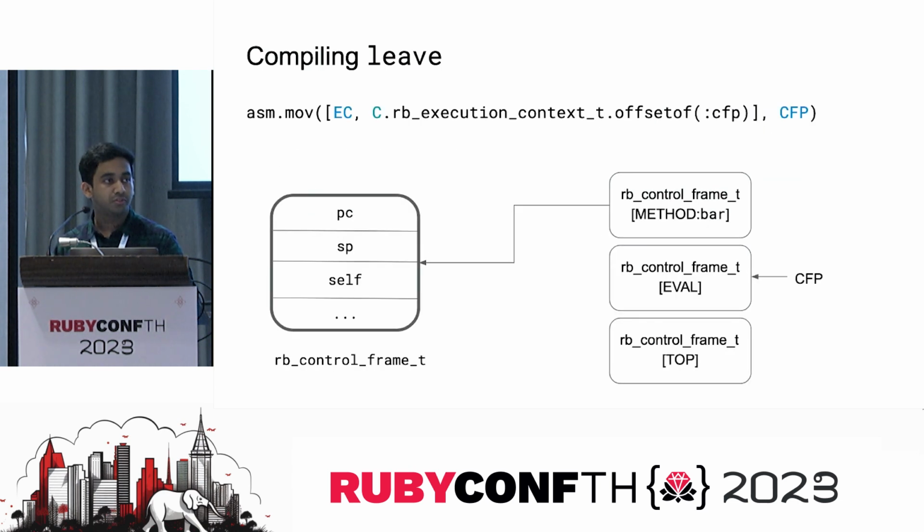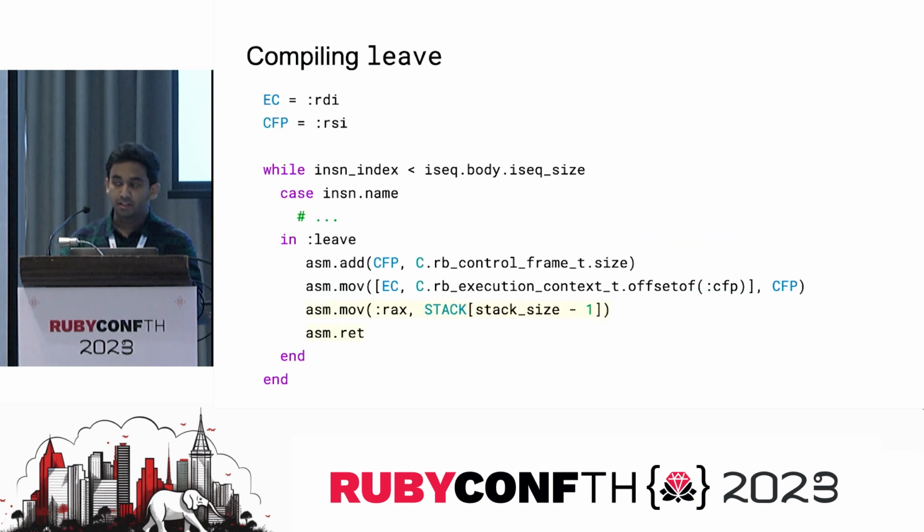Similarly, if we want to set the execution context, since we have incremented our CFP, we also need to set the execution context to the current CFP. So if we do this, we set the EC value to CFP, we now point to the right control frame. And finally, we get the topmost value from the stack and we push it onto the RAX register.